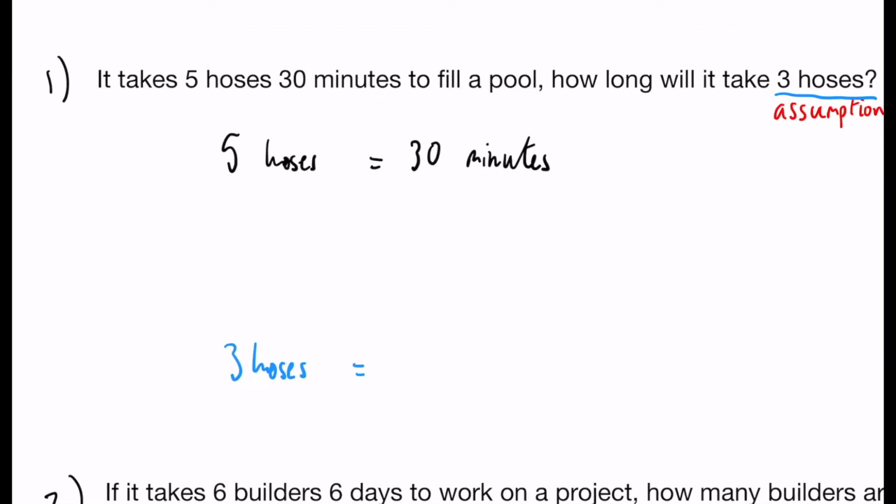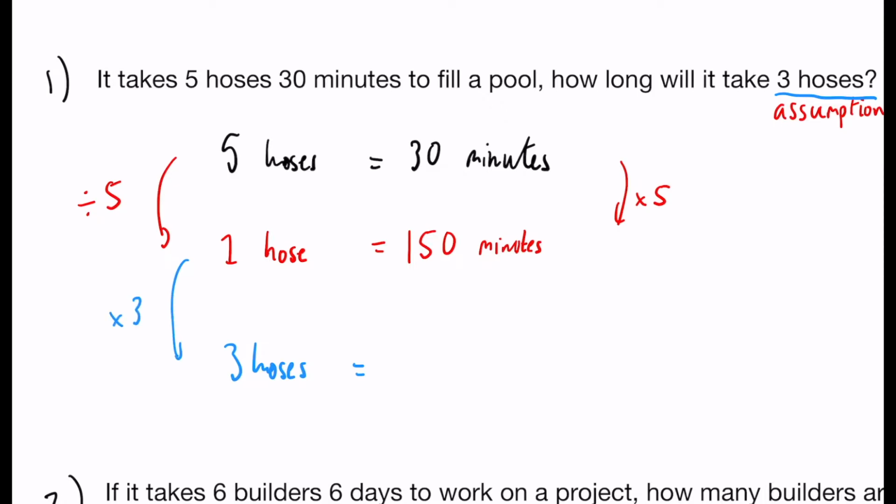So the best thing I recommend doing here is similar to the direct proportion. We want to work out the value for 1 hose. So 5 hoses to get down to 1 hose, we're going to be dividing by 5. Now that means the time is going to increase by a factor of 5. So that's going to be 150 minutes. And then to get from 1 to 3 we multiply by 3, so that means the time is going to divide by 3. And we're going to get 50 minutes.